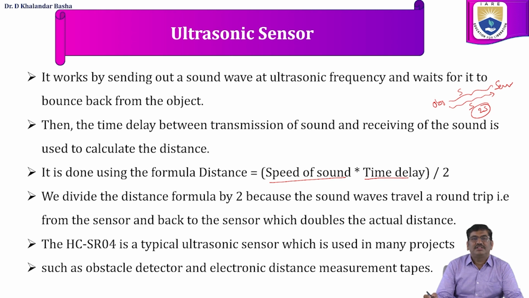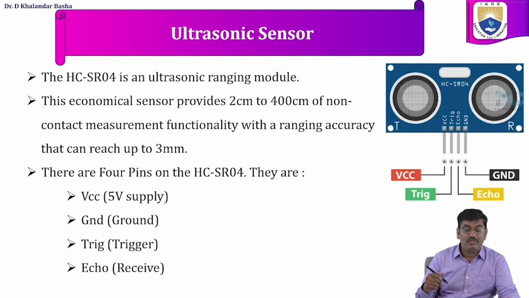The ultrasonic sensor HC-SR04 is a typical ultrasonic sensor used in many projects such as obstacle detectors and electronic distance measurement tapes. The figure shows the pin outline of the ultrasonic sensor. The HC-SR04 is an ultrasonic ranging module, an economical sensor used to provide obstacle distance of 2 centimeters to 400 centimeters with non-contact measurement functionality and a ranging accuracy that can reach up to 3 mm.